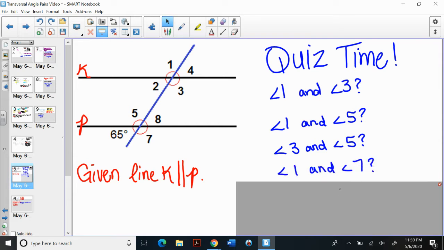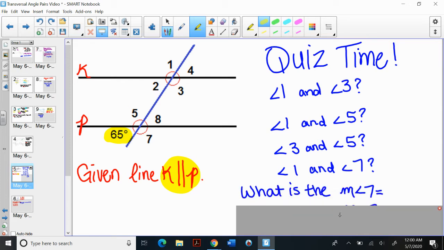Okay, last one. What about angle 1 and angle 7? What would you call those? Awesome. So those are alternate exterior angles on the outside. Okay, a couple more questions. Now, they gave us one of the angles down here, which is 65 degrees. And then they also told us that line K is parallel to line P. So we can make some assumptions about the congruency of different angles. So my first question is, if you know that that angle in the corner is 65 degrees, what is the measurement of angle 7? How could you figure that out?